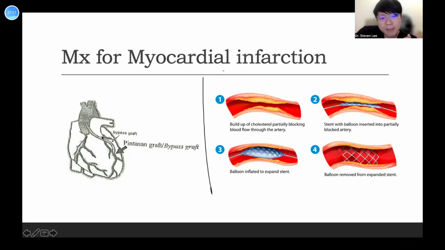Okay, so bypass, dia punya concept actually sangat senang. What we are doing is, okay, let's say this part is already blocked. This part blocked already. Okay, so it's too difficult for us to open it up. So what we do is we use a graft.